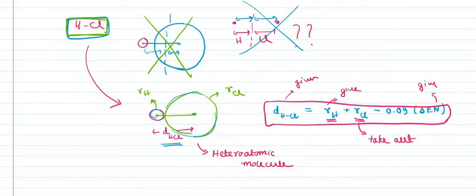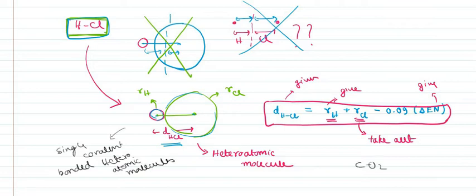This will work for any, not only for HCl, any heteroatomic molecule. This will work for, but you have to make sure that there is only one covalent bond, not two. Only works for single covalent bonded heteroatomic molecules. Right, it will not work for CO2 because there are double bonds here. Right, it will not work for this, but for a single covalent bond, this is a very useful formula.